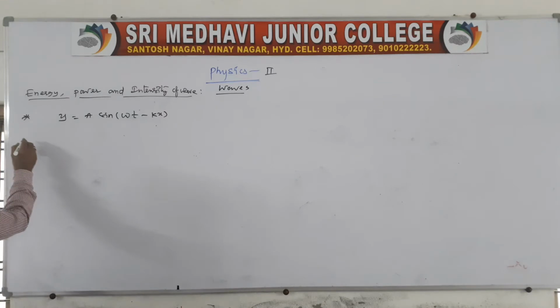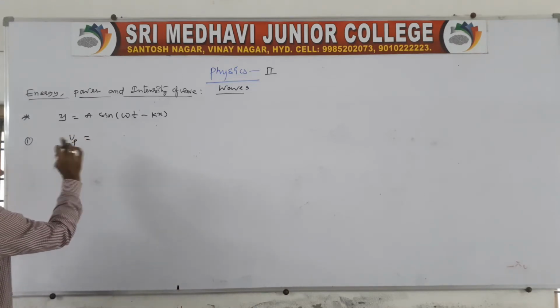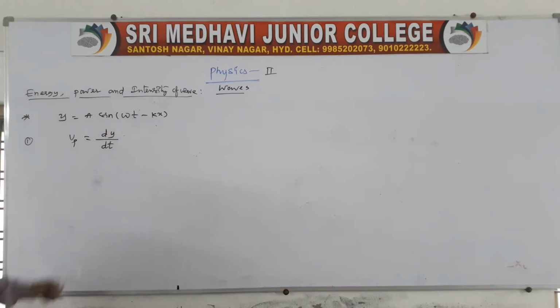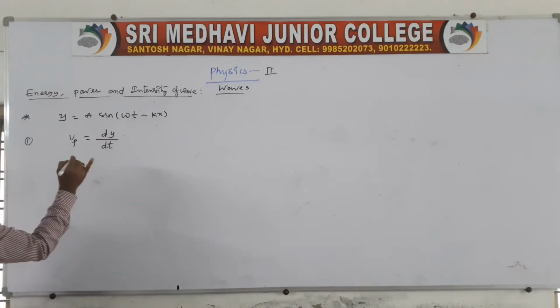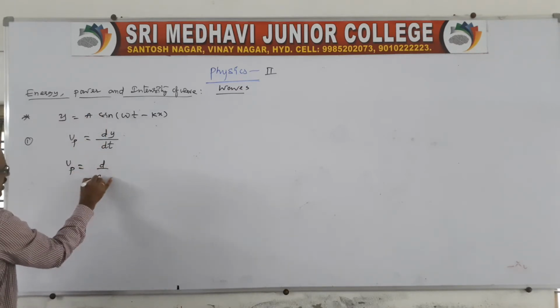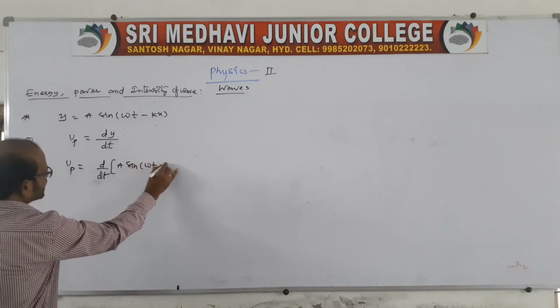Now, first of all, we have to get the velocity of a particle in the given wave through the medium. Vp is the velocity of a particle, which is the rate of change of displacement, dy by dt. With respect to time, the displacement of the wave changes. So Vp is d by dt of a sin(ωt − kx).